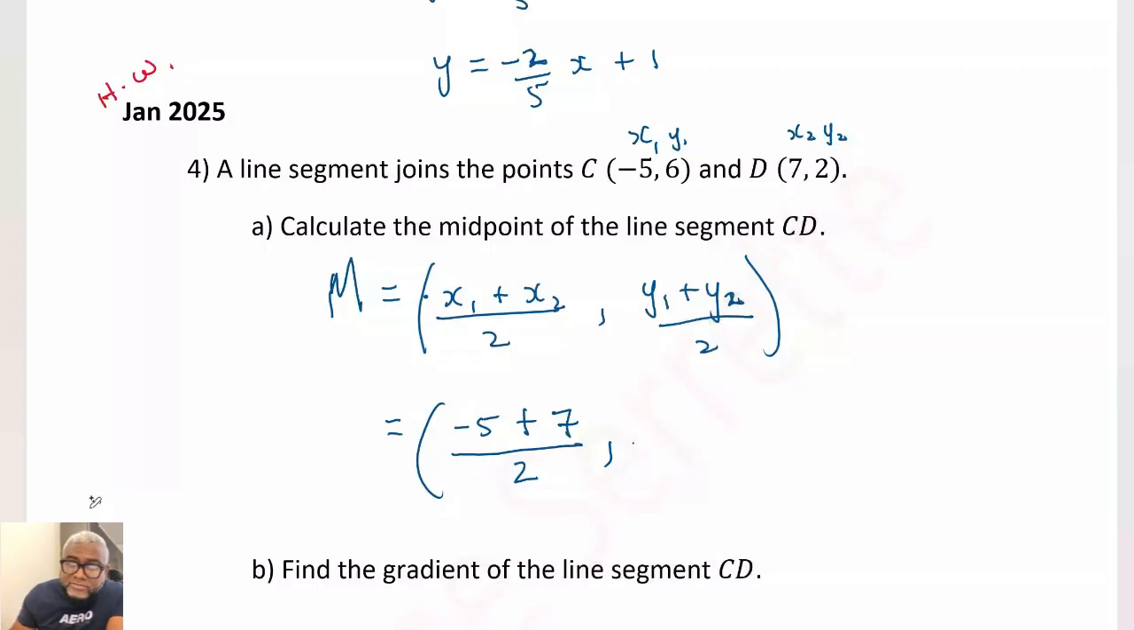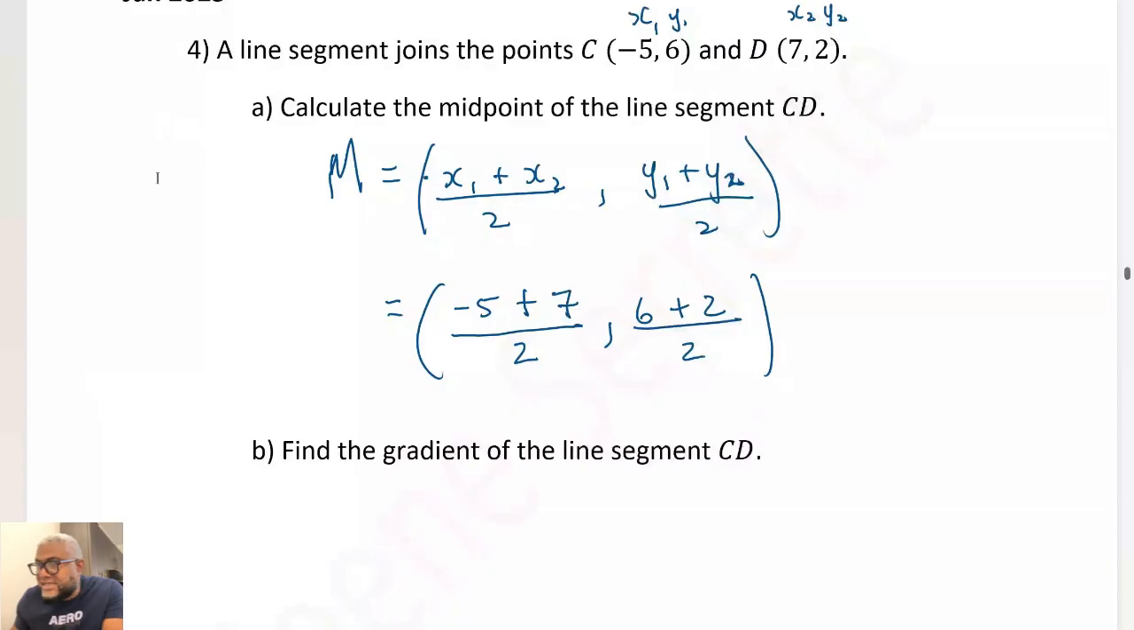Go ahead, Amani. What are y2 and y1? Y2 and y1, so 6 and 2, sir. But I come here and buff every week. I put an extra hour in this class just to buff children.